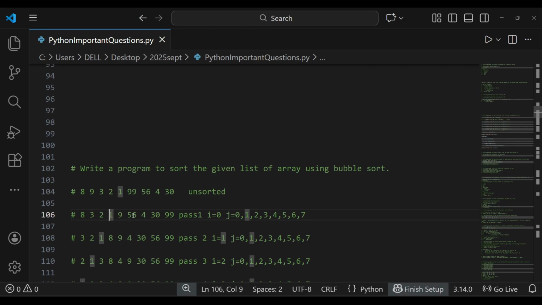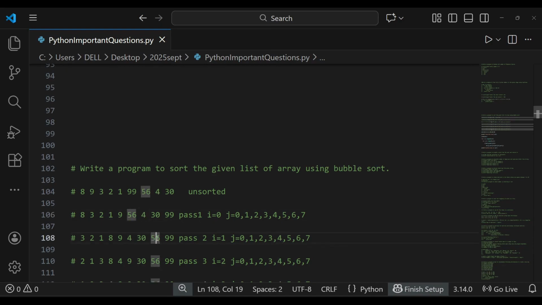Then 9 has to be checked with 56. No. Then 56 has to be checked with the 4. Yes, so 56 will be here. Then 56 has to be compared with the 30. Yes, 30 will be here and 56 will be here. 56 with the 99. So 56 will stay as it is and 99 will be here.